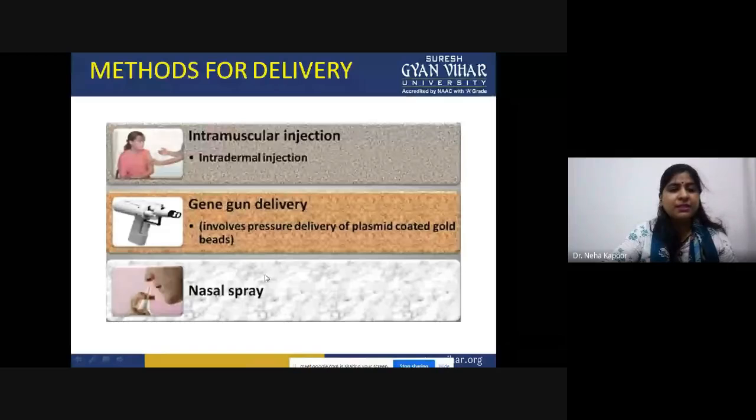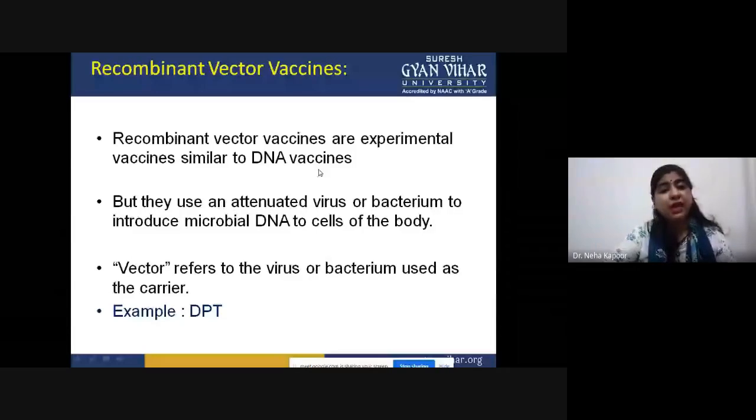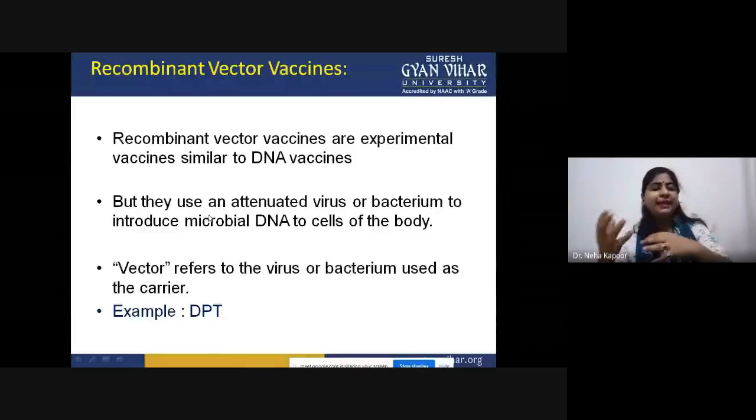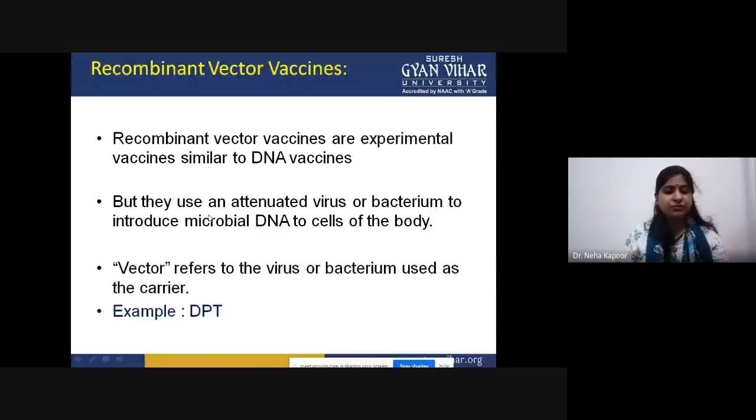Recombinant vector vaccines are experimental vaccines similar to the DNA vaccines. However, we can use either attenuated viruses or bacteria to introduce microbial DNA to the cells of the body. Here, the vector refers to the virus or bacteria that would be used as a carrier. For example, the DPT vaccine.